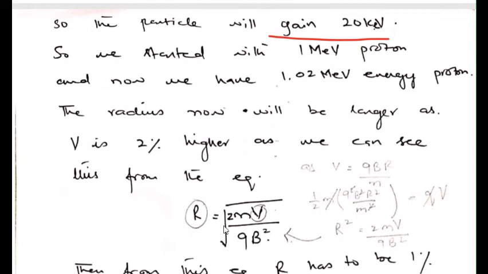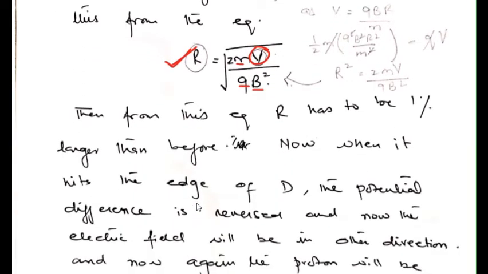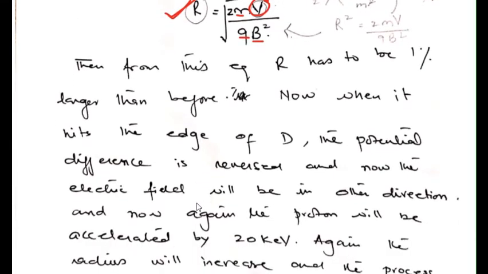So this is the formula through which we know that R equals 2mV over qB squared, where this is the potential, this is the mass, and this is q and B squared, and on this formula the radius is dependent. So with every semicircle within the chamber, the radius is increased by 1% in the particular case that we have discussed over here.